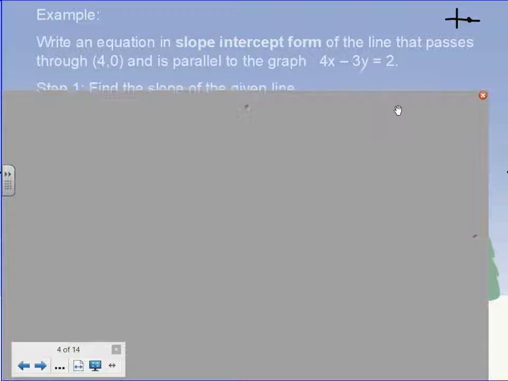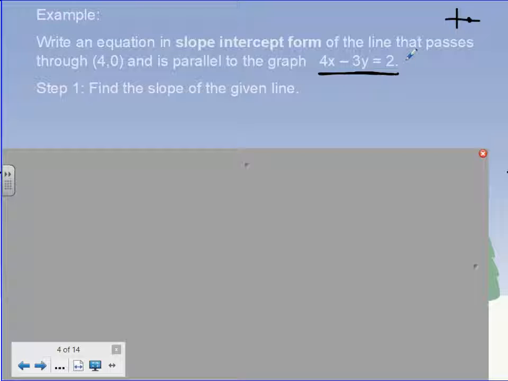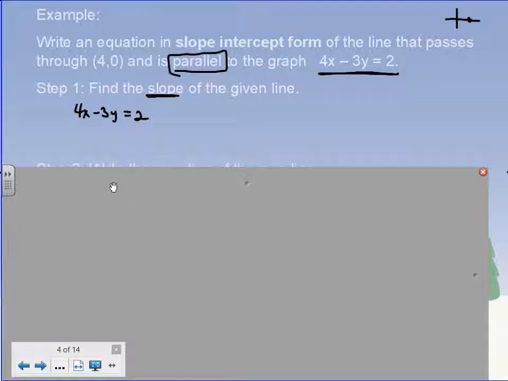So what we should do is first start out by transforming this equation that we're given into a form that can help us. So for example, let's take 4x minus 3y equals 2, and let's try to find the slope of it. Since they're parallel lines, we want the same slopes. So we're going to take 4x minus 3y equals 2, and we are going to transform it into y equals mx plus b form, meaning that our y is isolated and the number in the place of m will then tell us our slope.